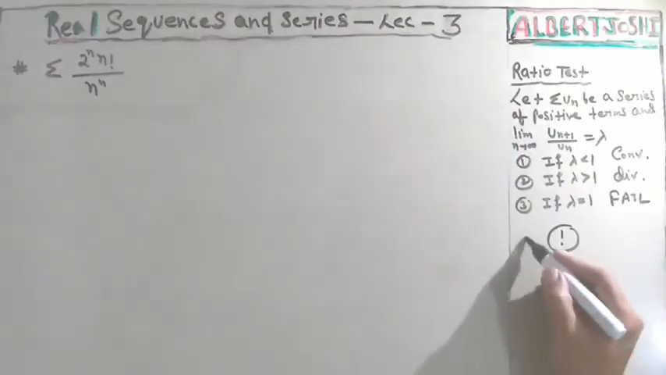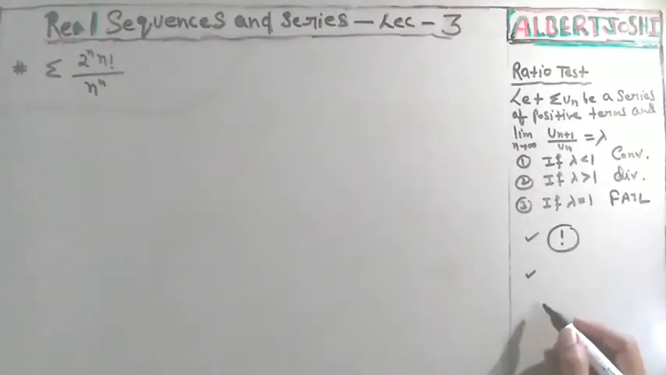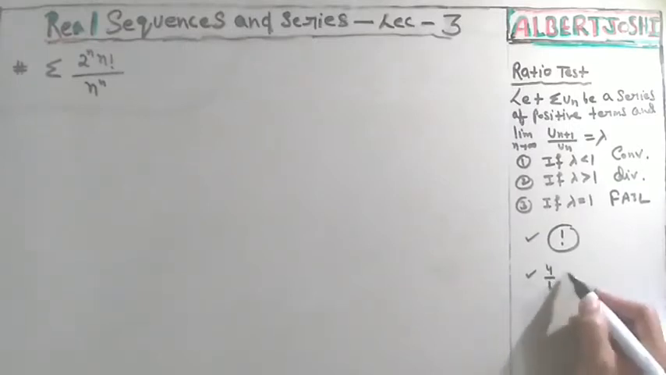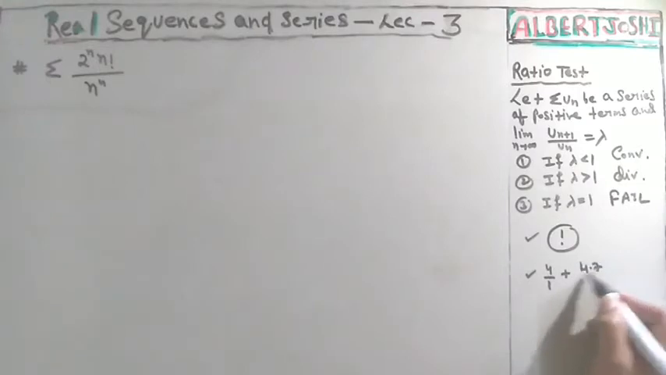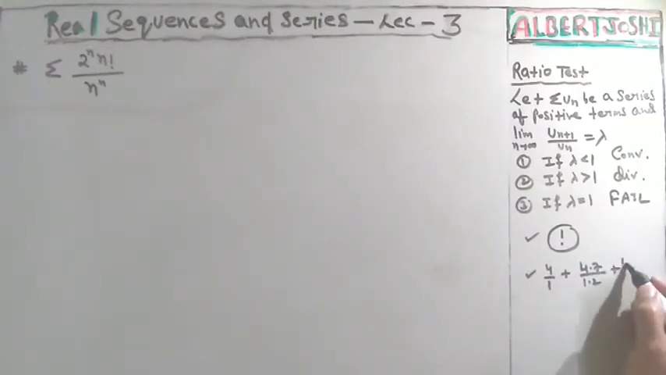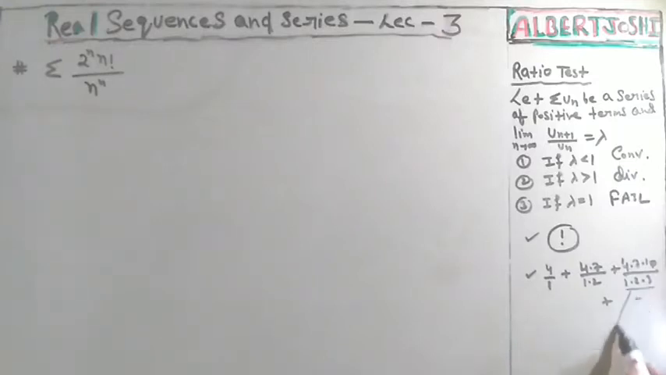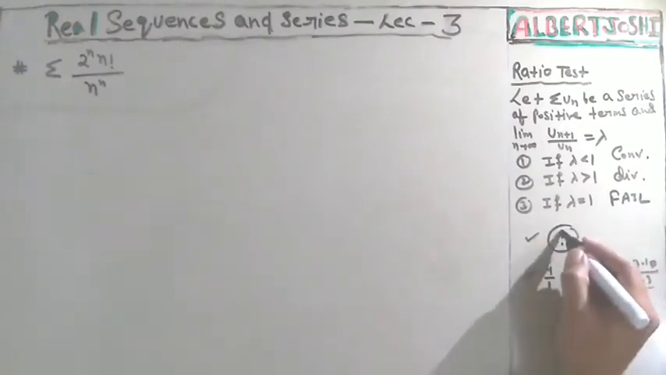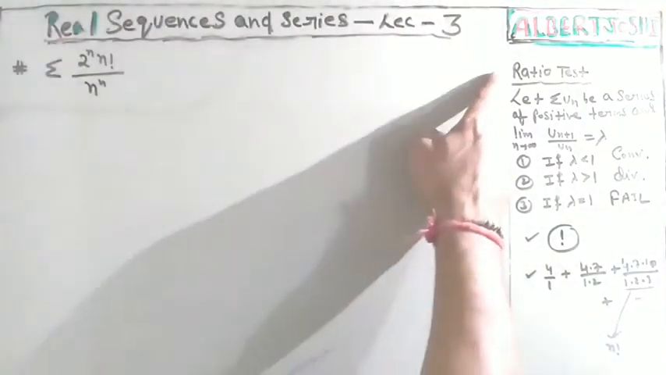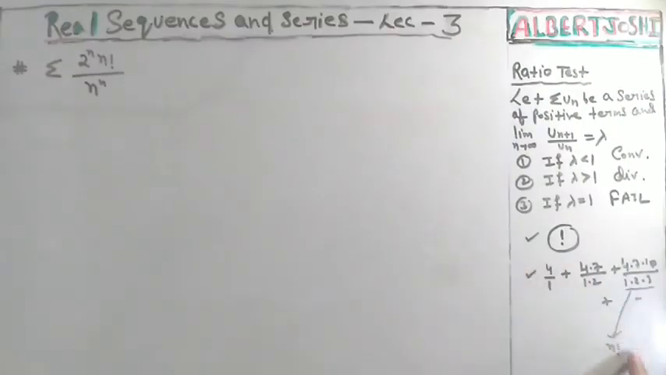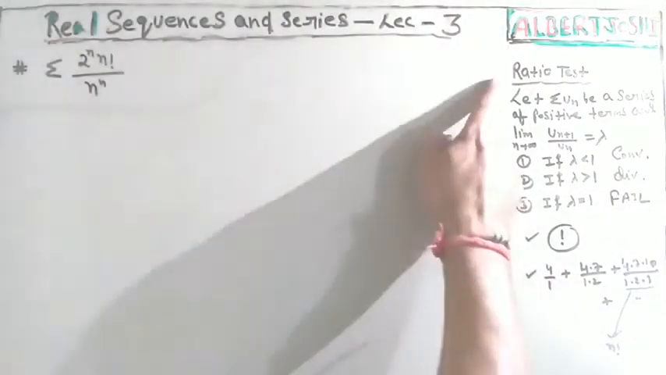Second, whenever you have such a type of series, I am giving you one example: 4 upon 1 plus 4 into 7 upon 1 into 2 plus 4 into 7 into 10 upon 1 into 2 into 3, and so on. Now you can see that this is the product of natural numbers, so you can say that is also a factorial. Whenever you have a factorial, or you have a product of some numbers, then you will use this ratio test.